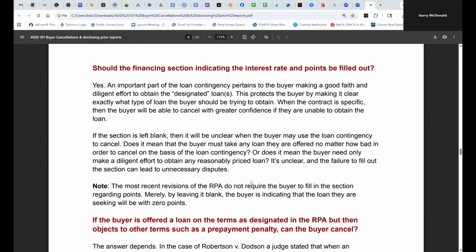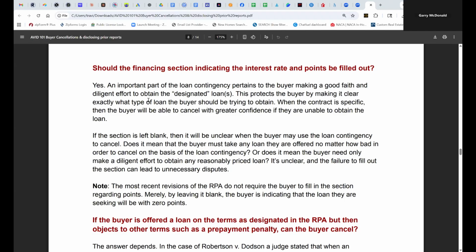All right, so should the financing section indicating the interest rate and points be filled out? I see probably very few contracts come across with this section filled out, whether we're on the listing side or the buying side. Usually I just see the loan amount in there and not the others. I even see it crossed out sometimes by listing agents. So yes, this is an important part of the loan contingency, pertaining to the buyer making good faith and diligent effort to obtain the designated loan.